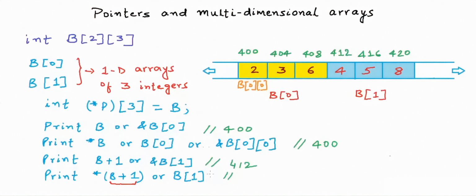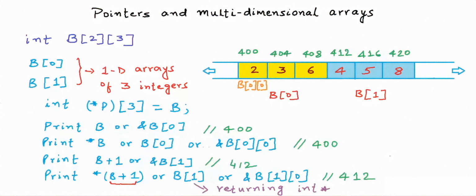Now printing B1 means using the name of this one-dimensional array B1, which should return us the pointer to the first integer in B1. So *(B + 1) is basically a pointer to this integer at address 412. Once again, this output will be 412. All these expressions, *(B + 1), B1, or &B1[0], are returning us a pointer to an integer.